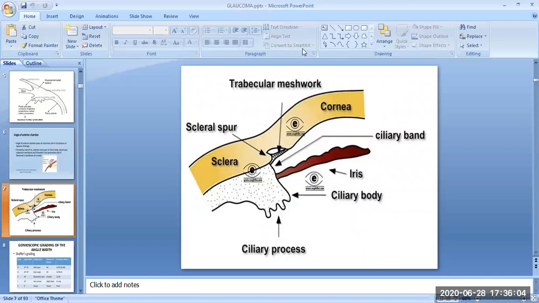These are the structures. This is the root of the iris. Then the anterior part of the ciliary body, then the scleral spur. This is a scleral spur. It is a trabecular meshwork, and then there is the Schwalbe's line. So these are the structures of the angle of the anterior chamber.